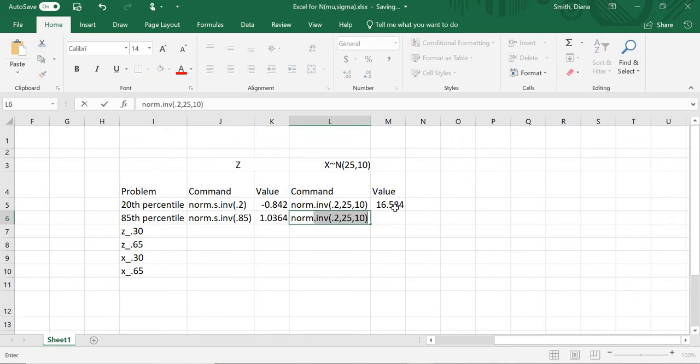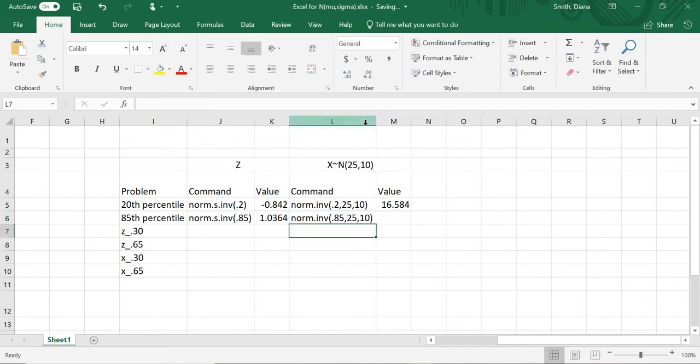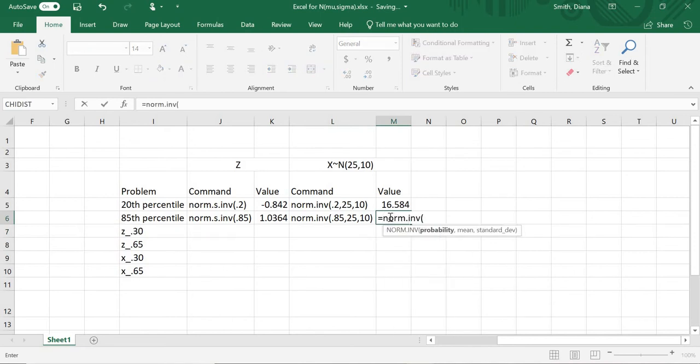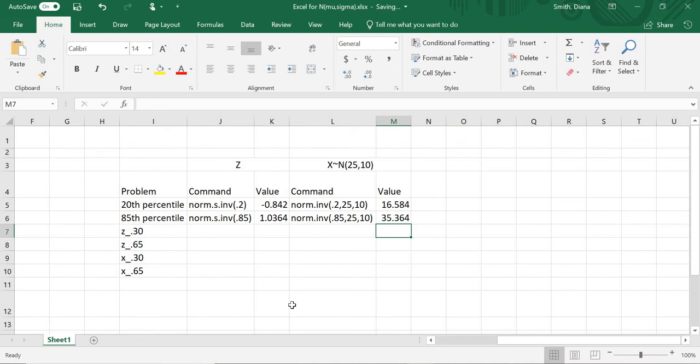And again, for the 85, it's going to be the same thing, except my probability is now 0.85. Okay, so that's what I would type in. So I'll do equals norm.inv, my probability, my mean, my standard deviation. And again, 85% is more than halfway, so my value here should be bigger than my mean, which it is.